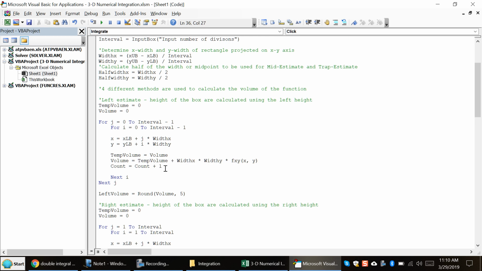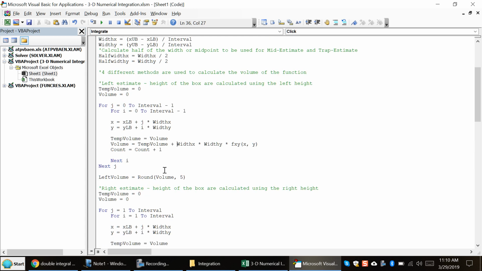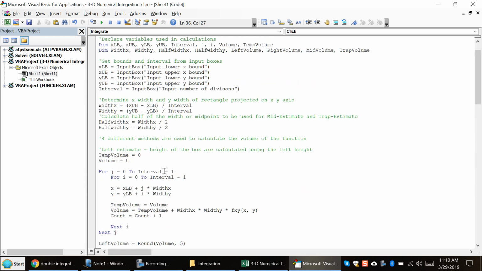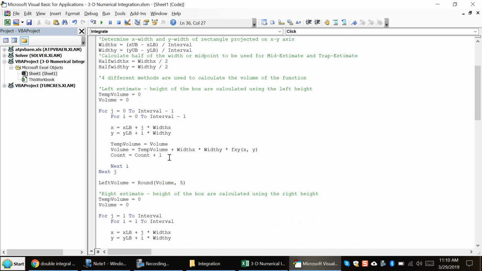Count equals count plus 1. To be honest with you, I don't think I even need that. I'm going to comment it out just to make sure. I think what I was doing when I wrote this code is I was looking at doing a do while loop instead of a for next loop. But then I realized, let me just do a for next loop and we'll declare n.